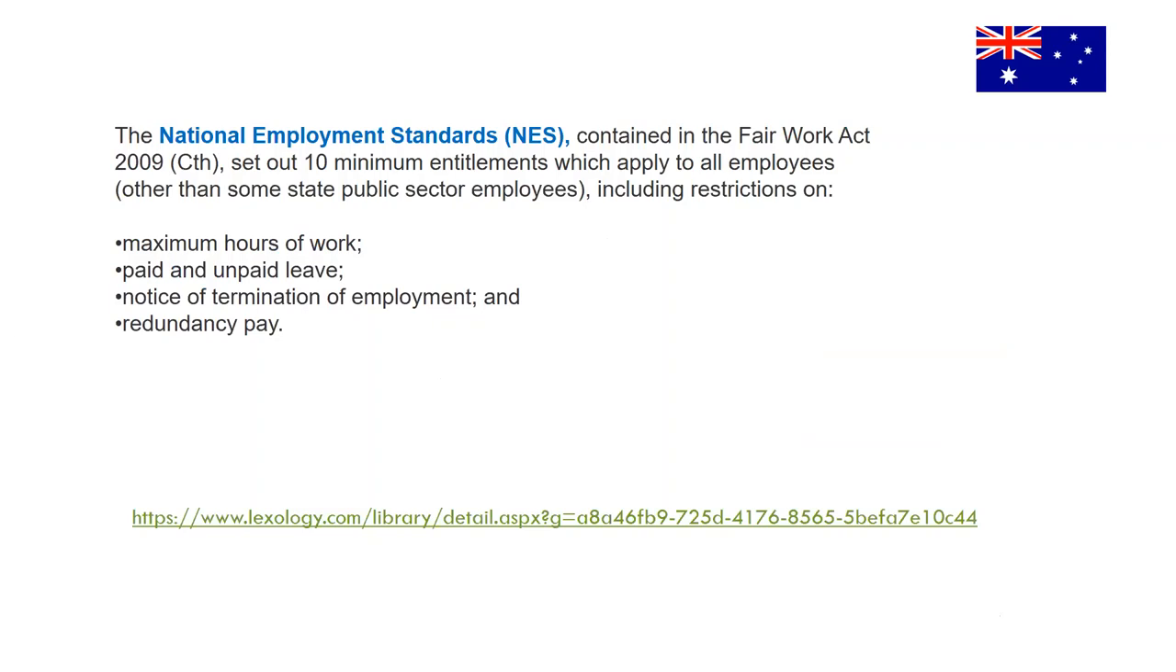Next is the National Employment Standard. I'll be coming to this. Are you aware of anything about NES? Heard of it, that's all.